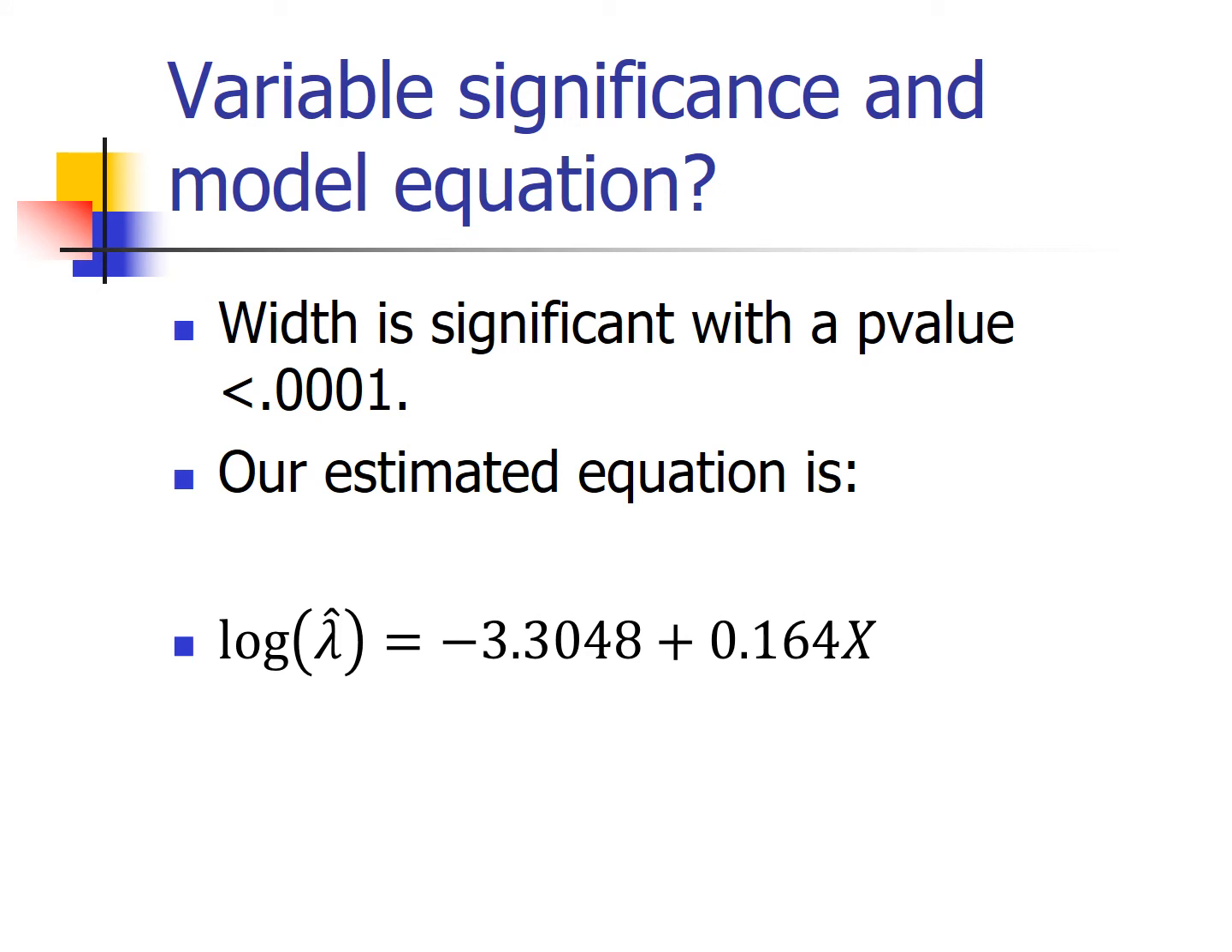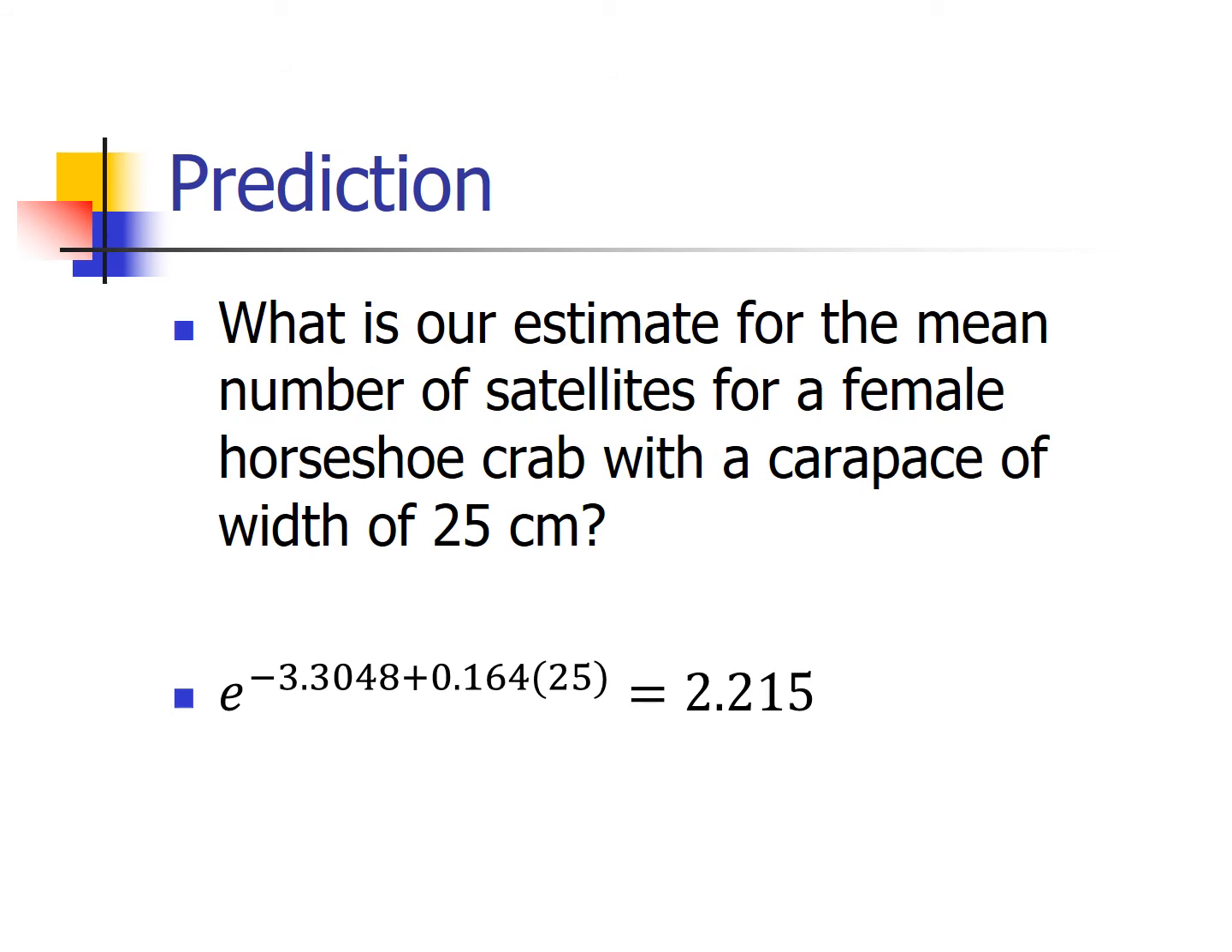So, variable significance and model equation. We already said width is significant with a very, very small p-value, and the estimated equation would look like that: log of lambda hat equals negative 3.3048 plus 0.0164 times width. If you wanted to solve for lambda hat, the expected number of suitors, you would just exponentiate both sides of those equations. In fact, that's what I do right here. So what would be our estimate for the mean number of satellites for a female horseshoe crab whose carapace has a width of 25 centimeters? Well, I just plug 25 into my equation and exponentiate it. I do that, I get 2.215. So I would expect that crab to have 2.215 suitors.